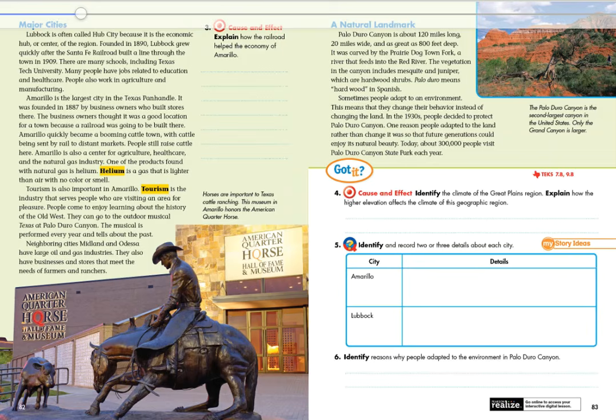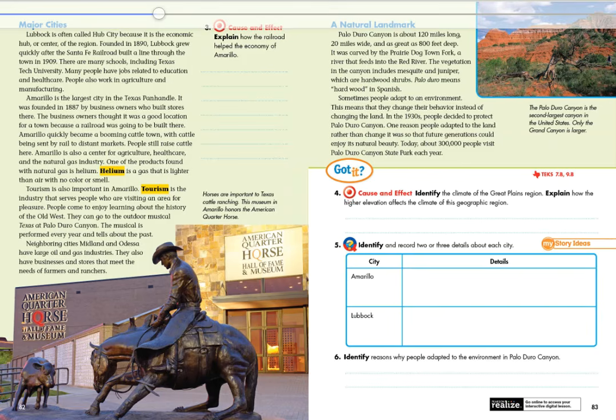Amarillo is the largest city in the Texas Panhandle. It was founded in 1887 by business owners who built stores there. The business owners thought it was a good location for a town because a railroad was going to be built there. Amarillo quickly became a booming cattle town, with cattle being sent by rail to distant markets. People still raise cattle here.